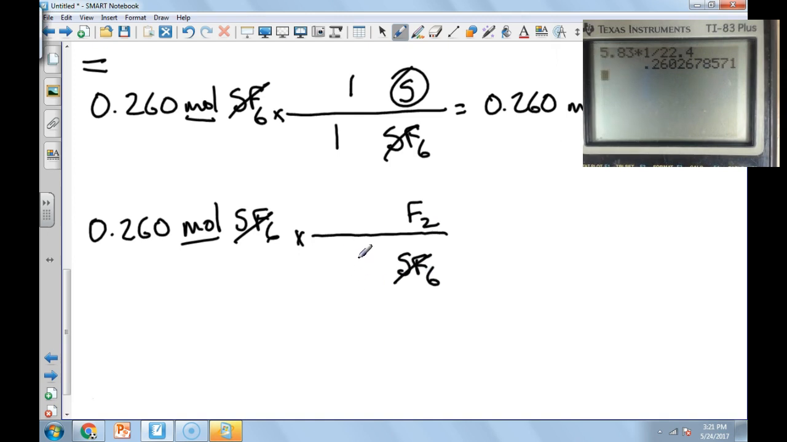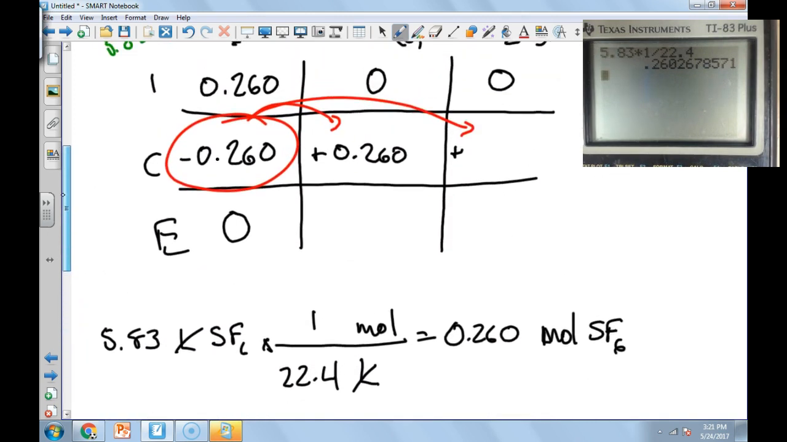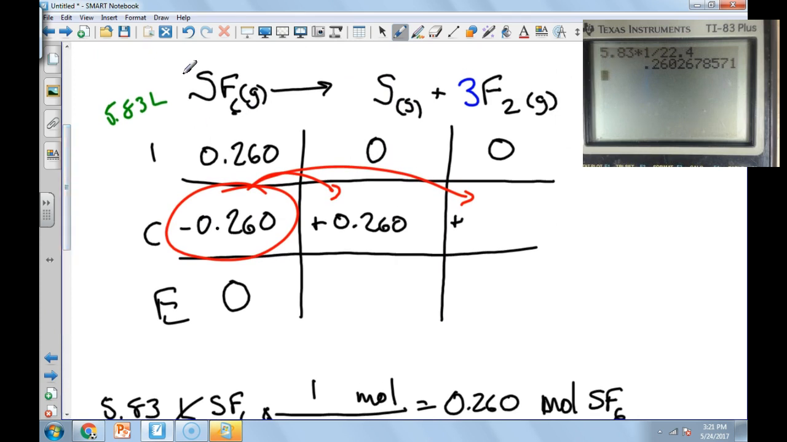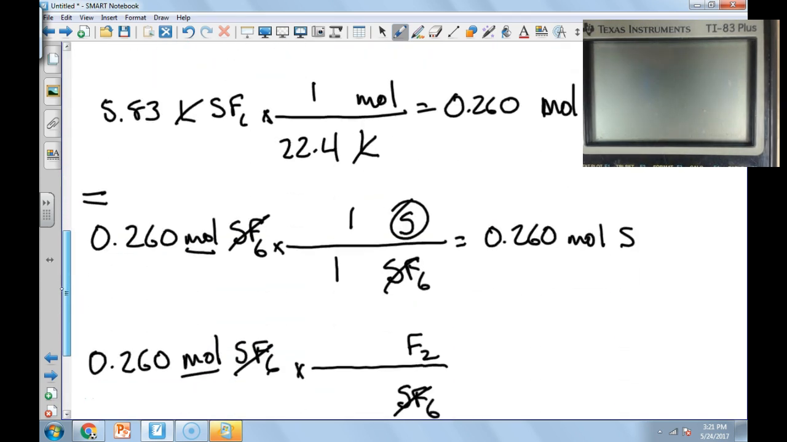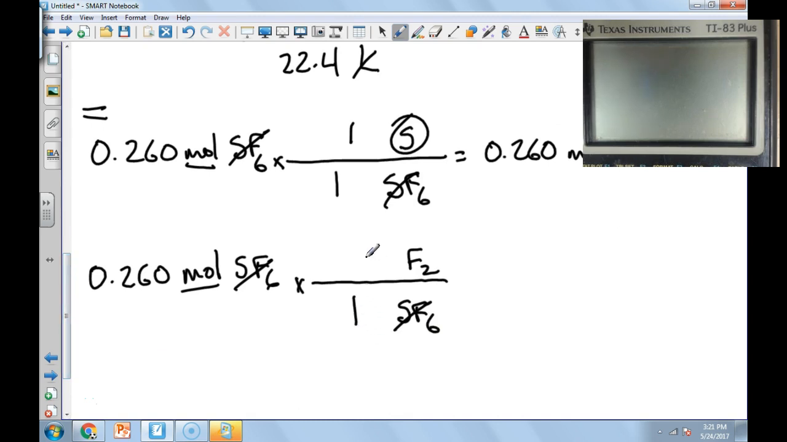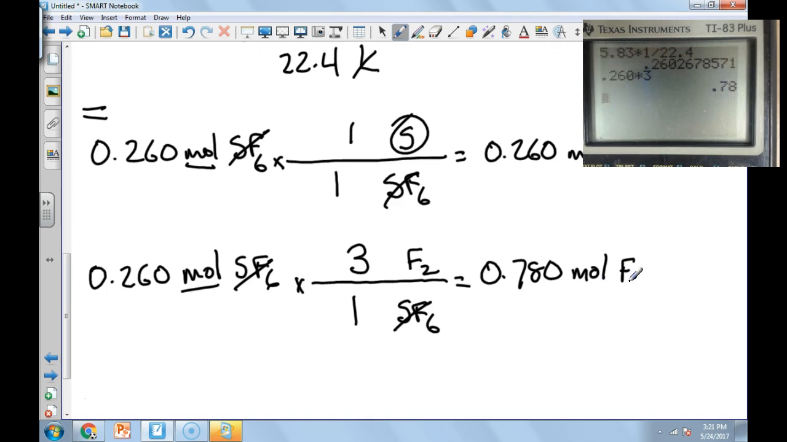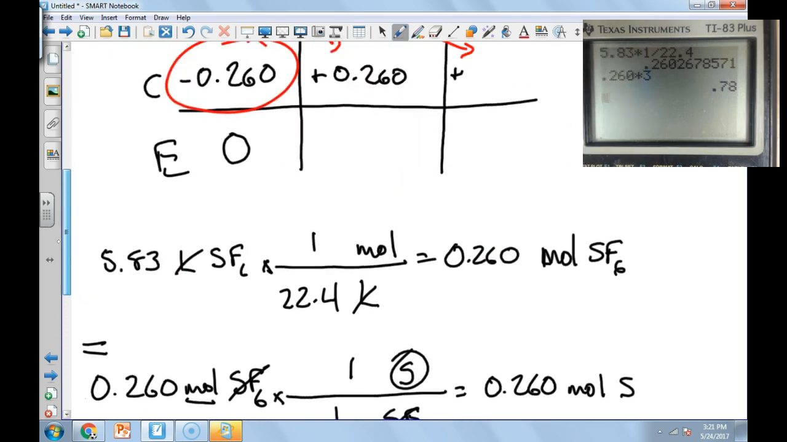So again, we go back up here, we look at the balanced chemical equation, and for every 1, remember, if there's no coefficient, for every 1 SF6, we make 3 fluorines. So for every 1 SF6, we make 3 fluorines. So we probably need to do this in the calculator. So 0.260 times 3. And so this is equal to 0.780 moles of F2. And that is going to go up here.